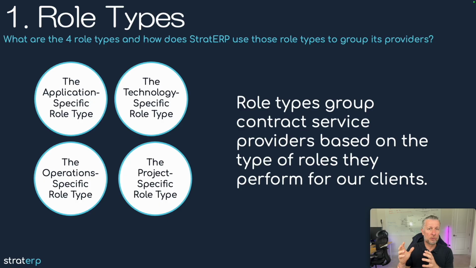And then lastly, we grouped all the other roles into what we call project roles. So whether it's program director, PMO, project manager, tester, OCM for change, training, corporate training, this kind of stuff. Those are all grouped under project roles. The role types group contract service providers based on the type of roles they perform for our clients.